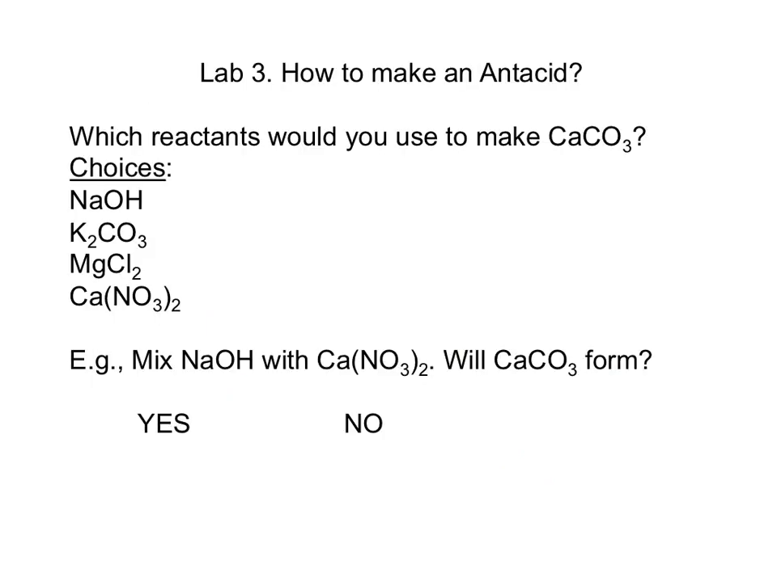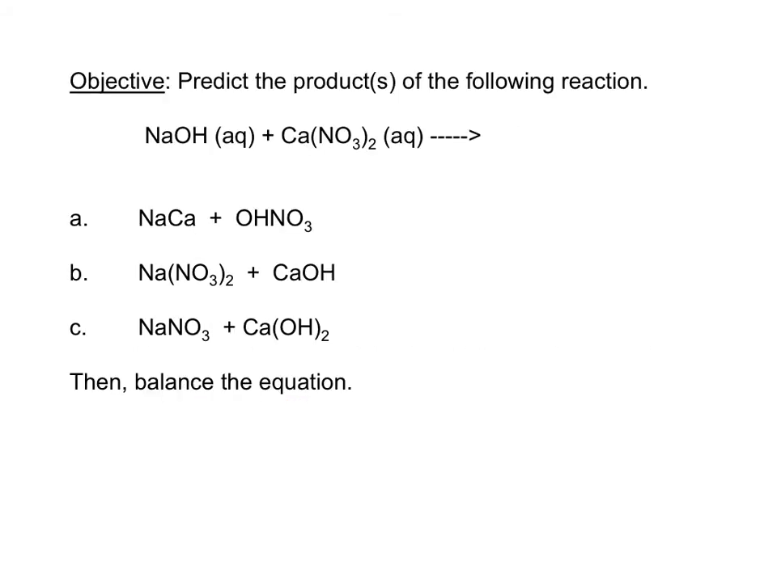Earlier we said we could do a precipitation reaction to make calcium carbonate, the active ingredient in Tums antacid. We want to choose 2 reactants. For example, let's mix sodium hydroxide with calcium nitrate. Stop the video and answer this question. And the answer is... Let's take a look at this reaction in more detail.